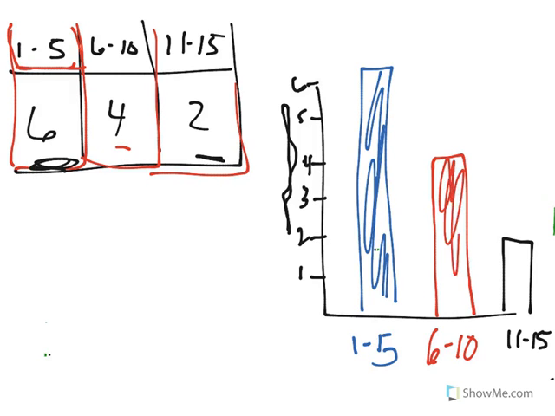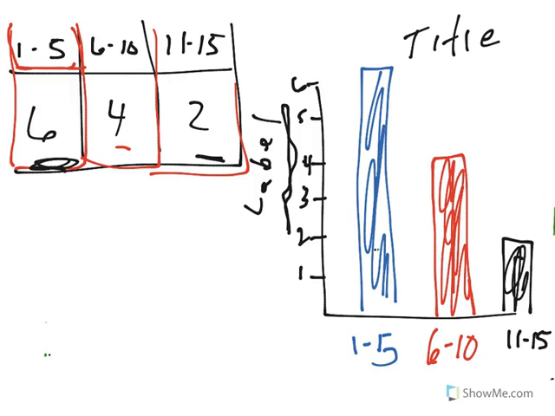The things that I don't have on here that you need to have are a title and a label. But since I didn't give you what that information was, you don't need to have it. Anyways, that's how to do a histogram. A histogram is basically a bar graph, but instead of just one piece of information, it's from 1 to 5, 6 to 10, 11 to 15. So that's really all you need to do.